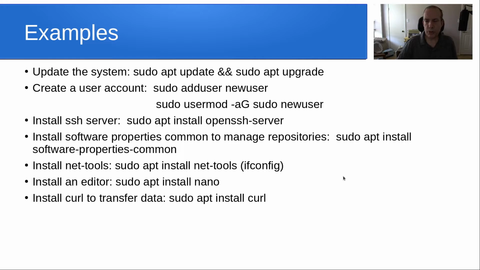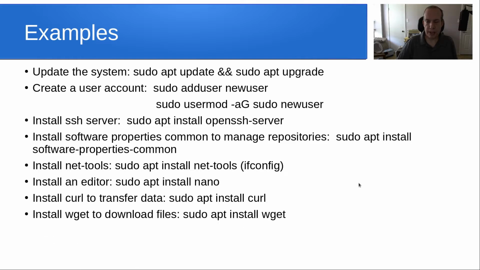Install curl to transfer data. Sudo apt install curl. And then install wget to download files. And yes, there is a fine line between the differences in the way that curl works, which is more to transfer data, and wget, which is more to download files.